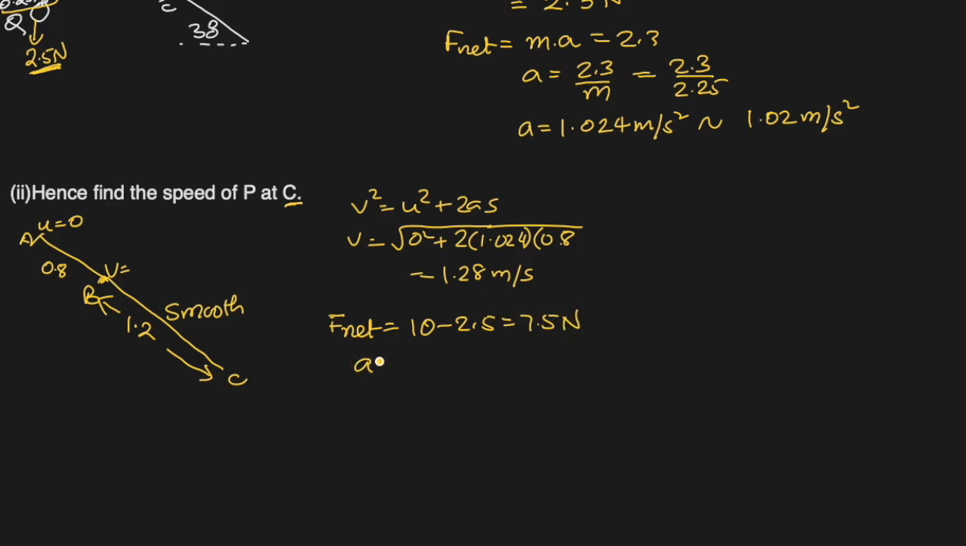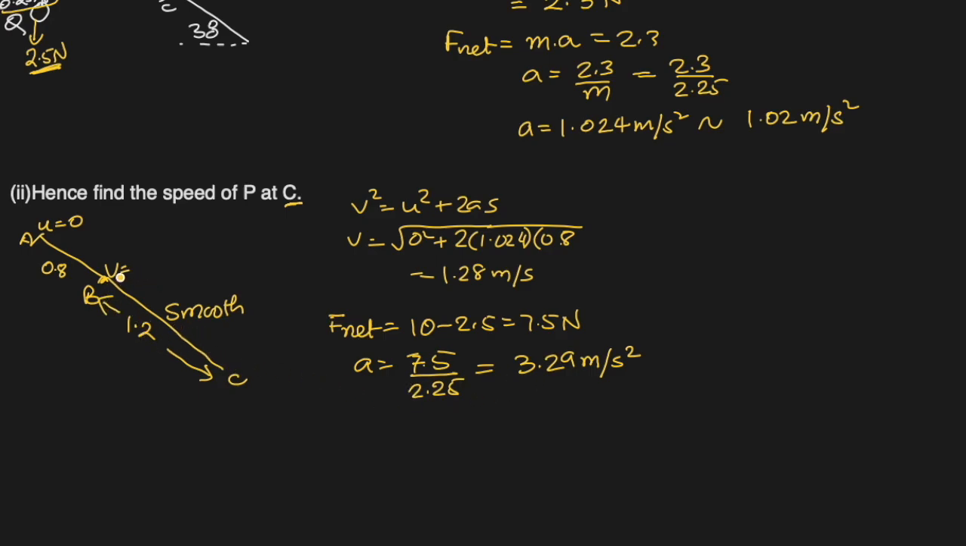So acceleration will be 7.5 divided by mass, and again both of the masses are moving, so 2.25. So it comes out to be 3.29 meters per second square. Okay, that's acceleration, but we are interested in velocity.